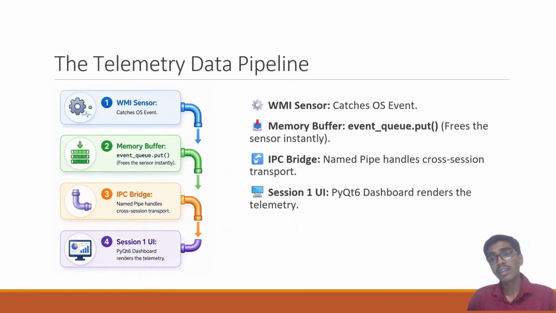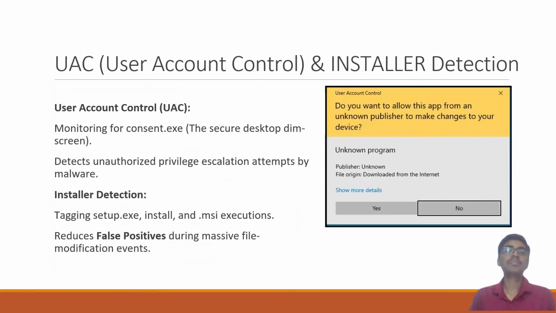This is how the worker threads are also freed, because they send their data to the queue. The queue acts as a kind of virtual memory location, in which it pushes all the data to the IPC. As I told, for the IPC we are using the named pipe, so it handles the cross-session transport very efficiently. Then in the session one UI, the PyQt dashboard renders the telemetry and shows a beautiful dashboard showing the event types and all the colorful highlights.